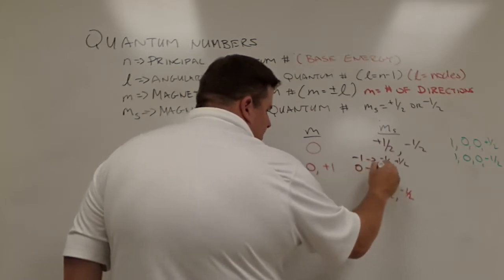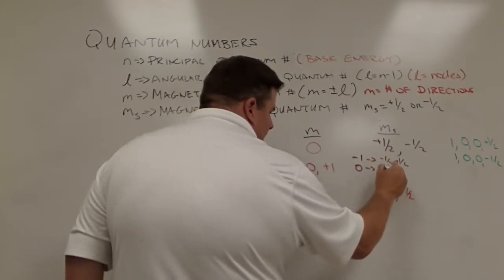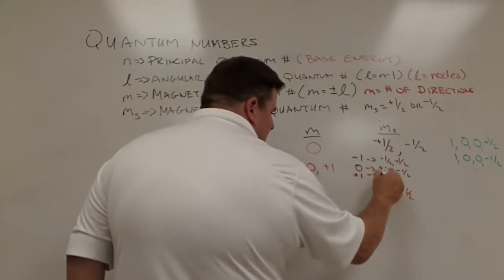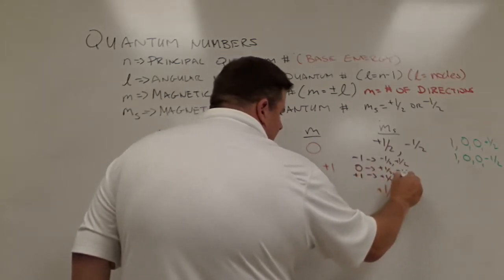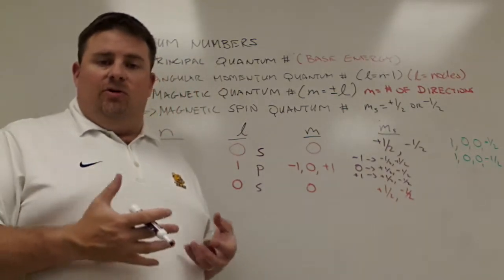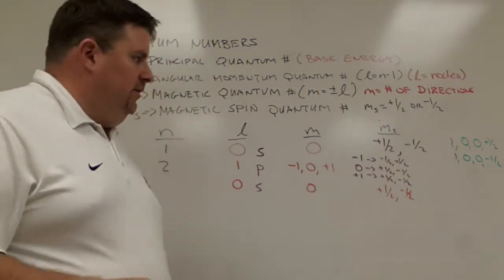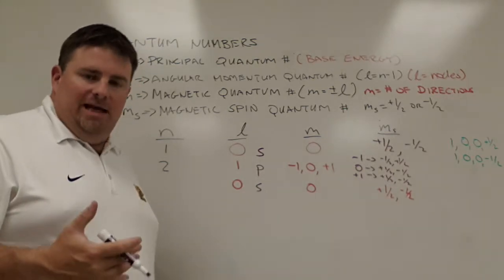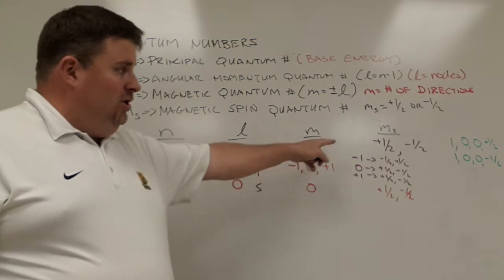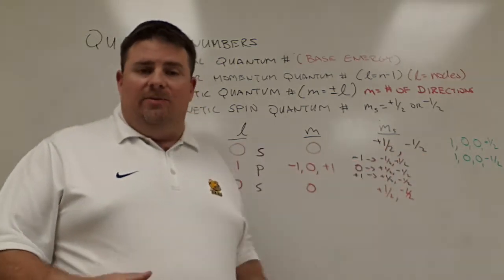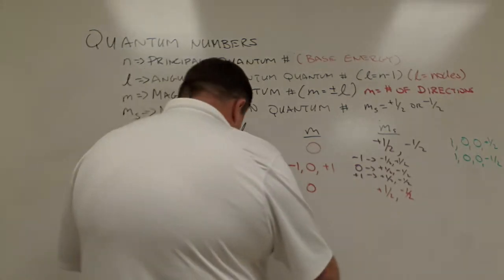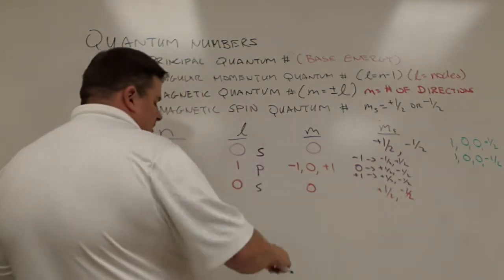The 0 has a plus 1/2 and a minus 1/2. The plus 1 has the same thing. Okay? What this tells us is that there's 2 electrons in each one of those orbital directions. So inside of the S, how many maximum electrons do you think I'm going to have? 2 electrons. Each one of these spin numbers tells us I've got a maximum of 2 electrons that I can have in there.